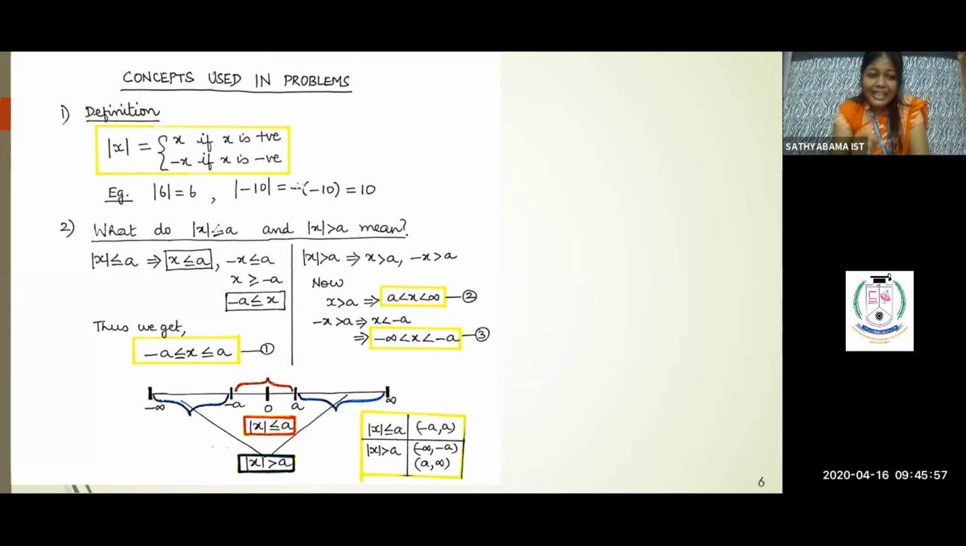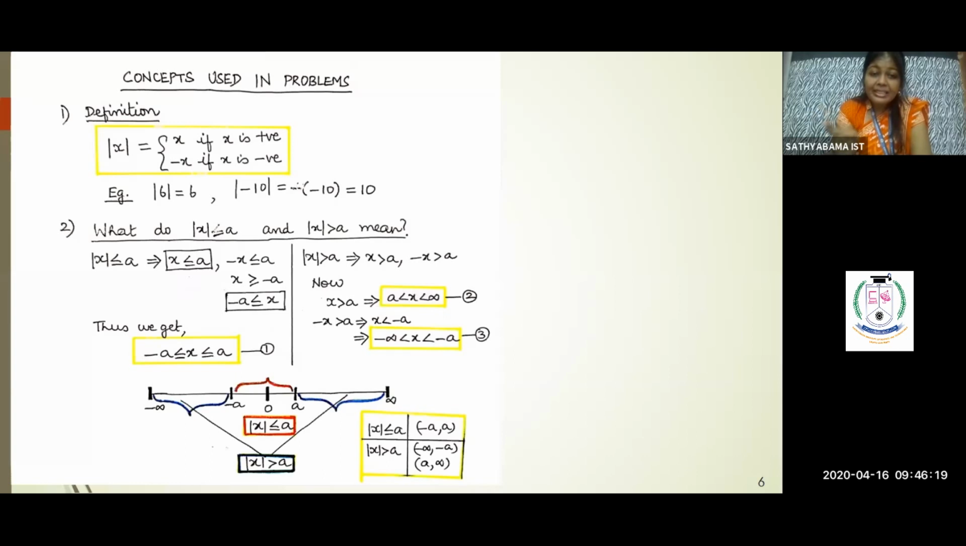What is modulus of x less than or equal to a? Look at the left side now. Please concentrate on the left side. Modulus of x less than or equal to a means x is less than or equal to a and minus x is less than or equal to a, isn't it? Now have x is less than or equal to a as it is. I put it in a box. Take minus x less than or equal to a. Multiply both sides by minus sign.